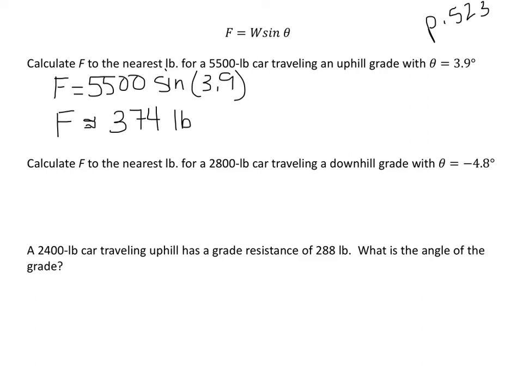Alright, so the next one, calculate F to the nearest pound for a 2,800 pound car traveling downhill with a grade of negative 4.8. Same thing. F is equal to 2,800 times the sine of negative 4.8. And again, that exactly goes into my calculator. So with this, my force is negative 234 pounds.